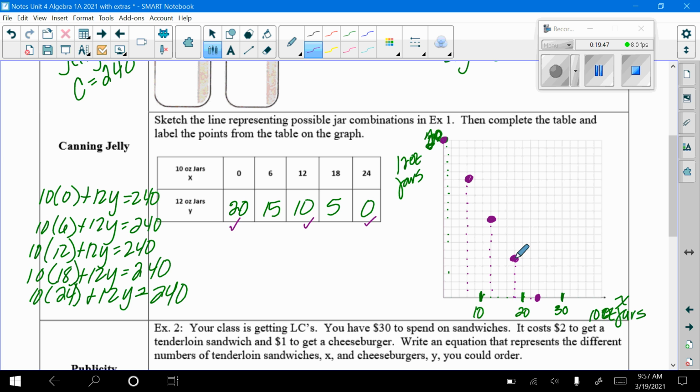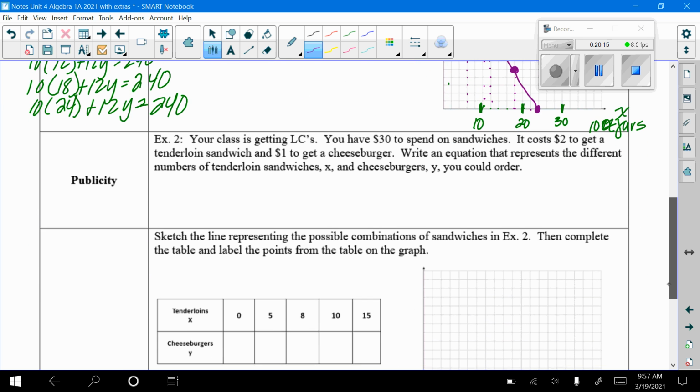So it's not going to have arrows on the end because it is finite, because it only has a total of 240 ounces total. So it's a line, but it's actually a line segment, because anything along this line would be a solution. So I could go 10 of these and it would be 1, 2, 3, 4, 5, 6, 7, 8, 9, 10, 11. I would have 11. So I could do any variation along that line as solutions.